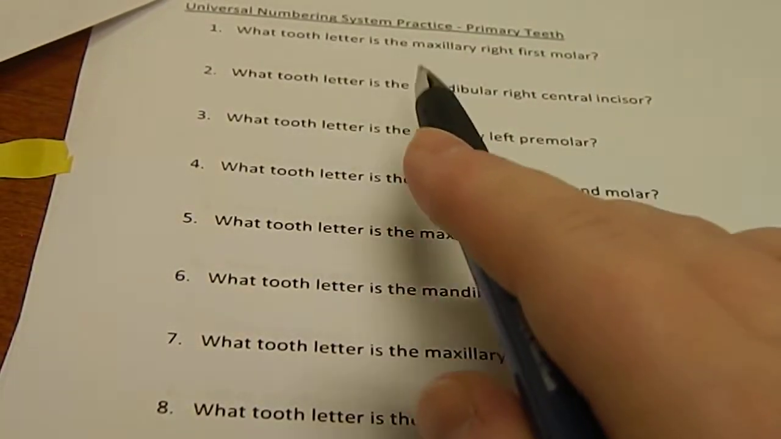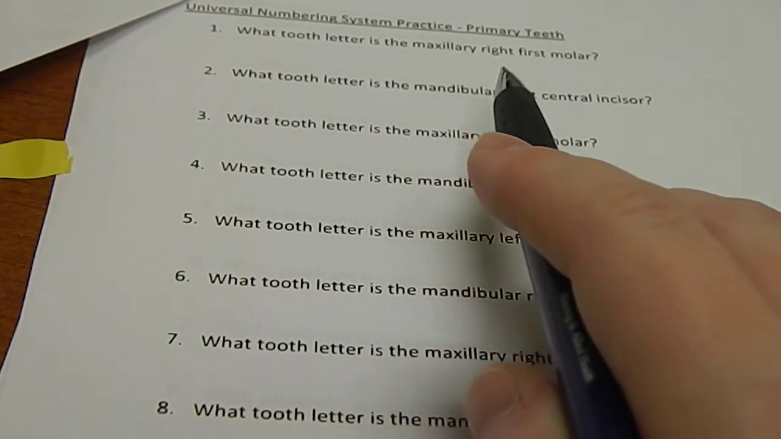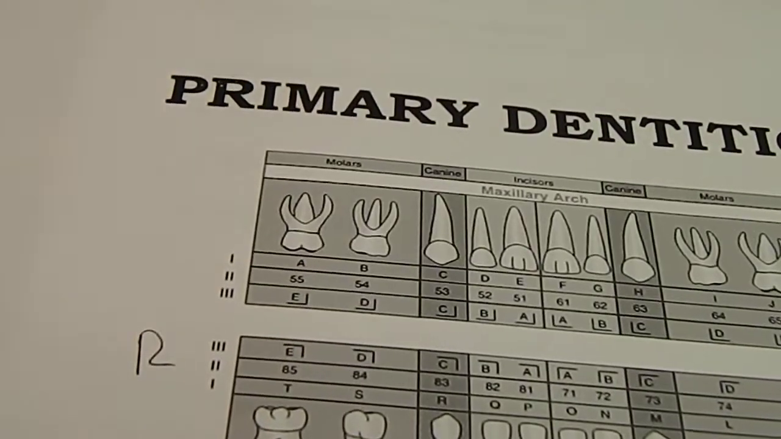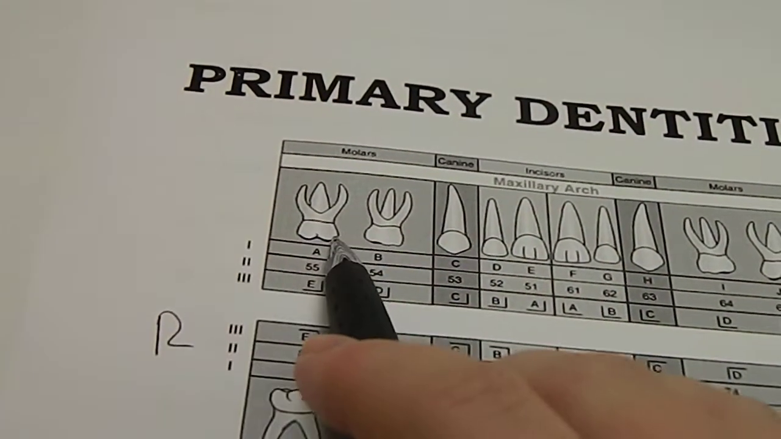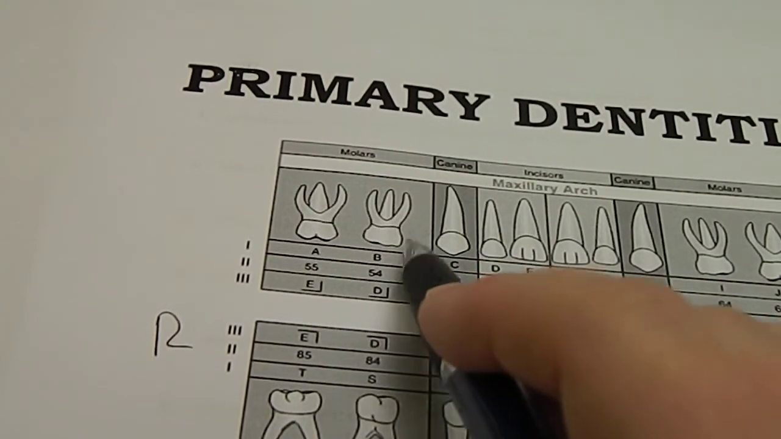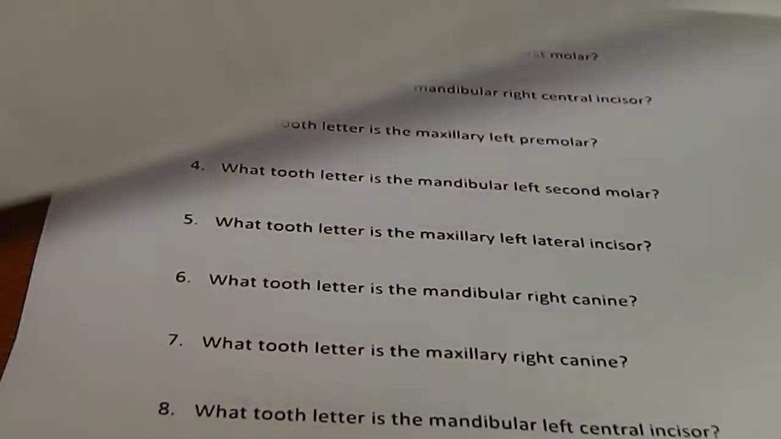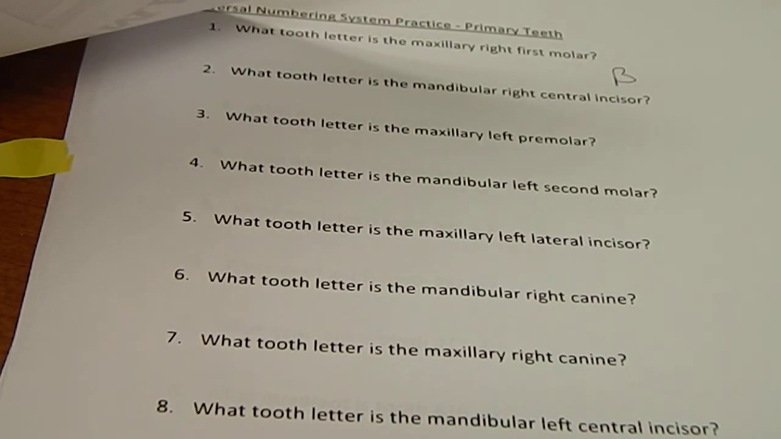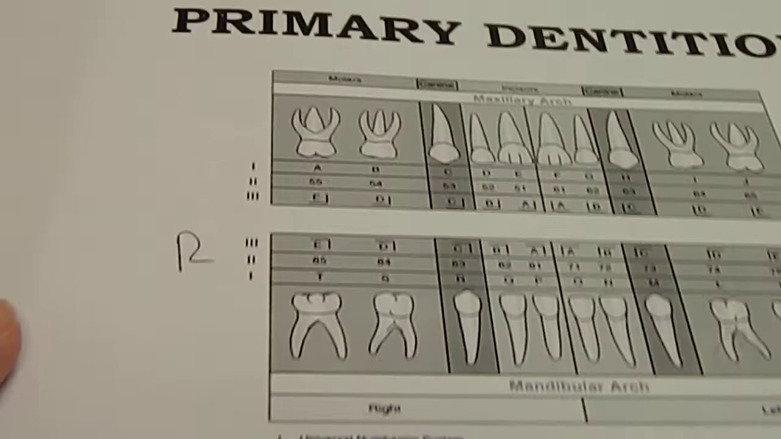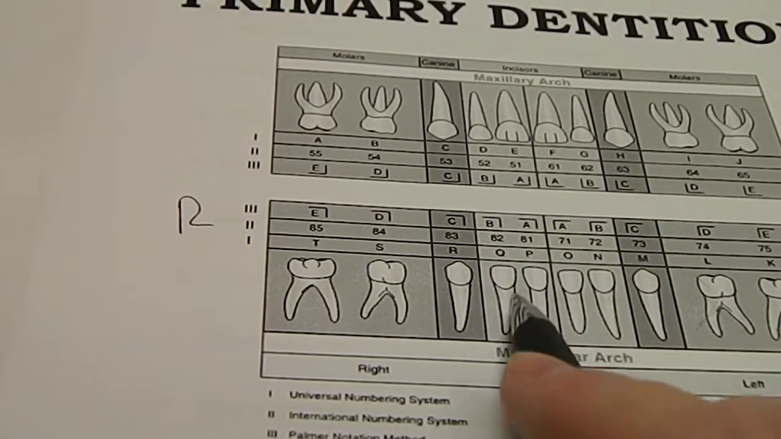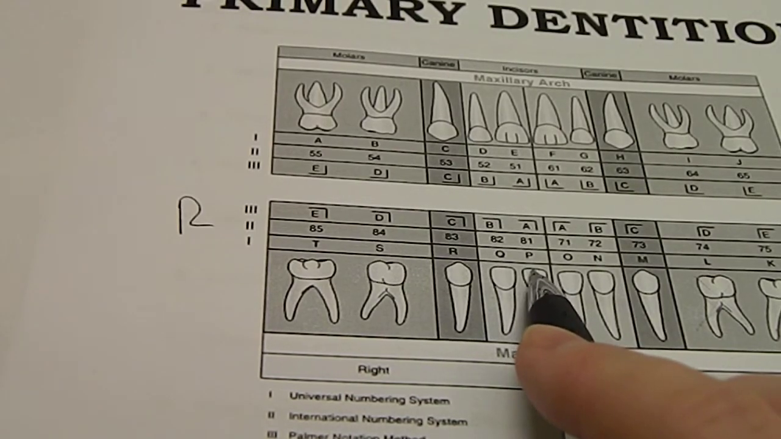So let's practice a few here. What tooth letter is the maxillary right first molar? So we start here. This is the right side. We're on the maxillary arch. Here's our first molar. It's letter B, because it's A, B. Which tooth letter is the mandibular right central incisor? We find the central incisor on the right hand side. Here's our central incisor. Here's P.